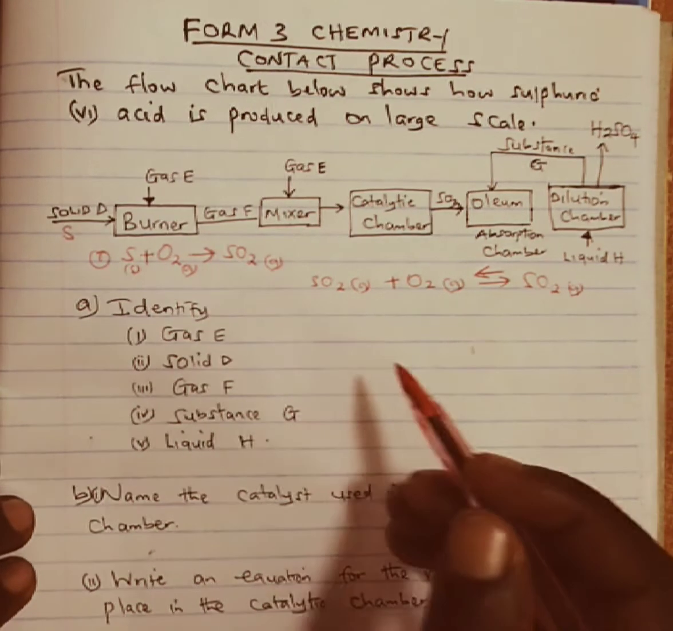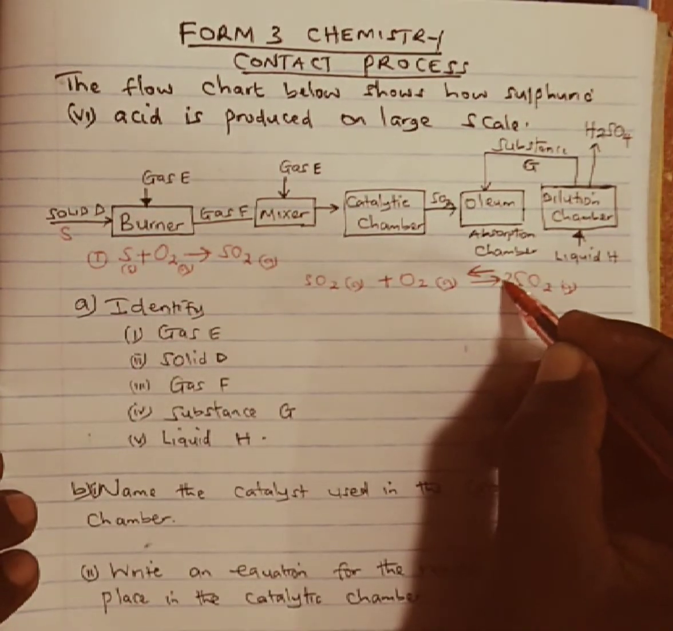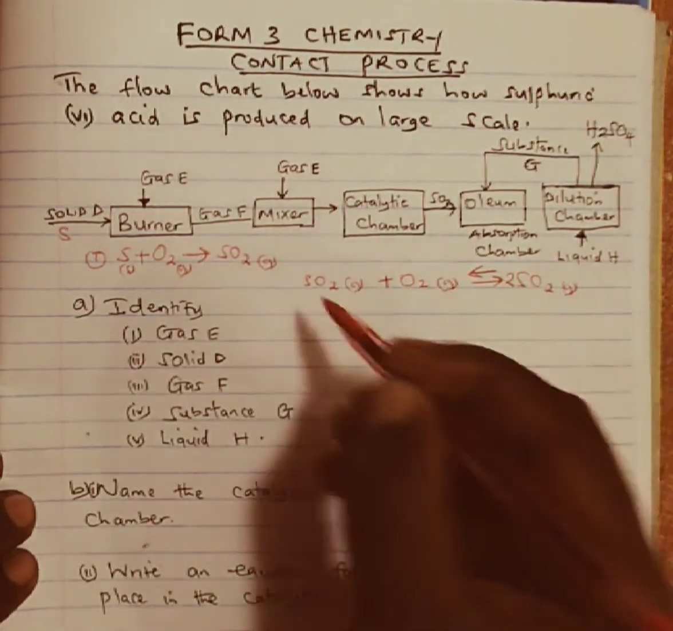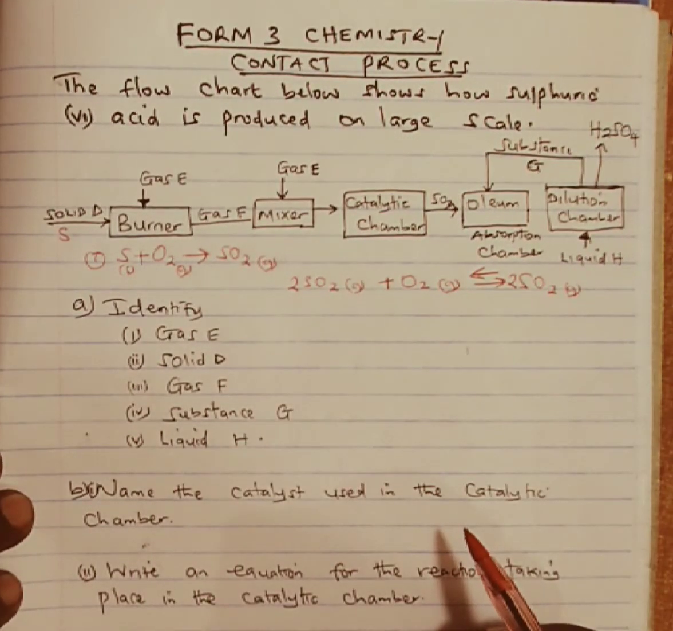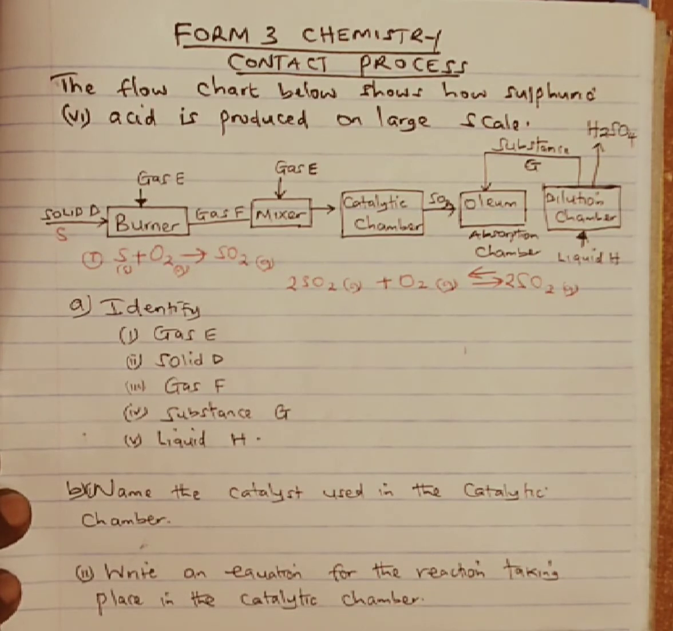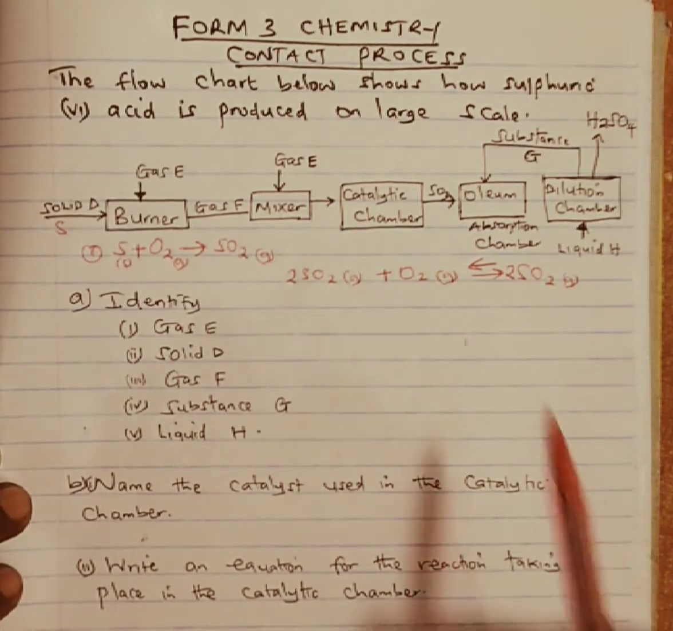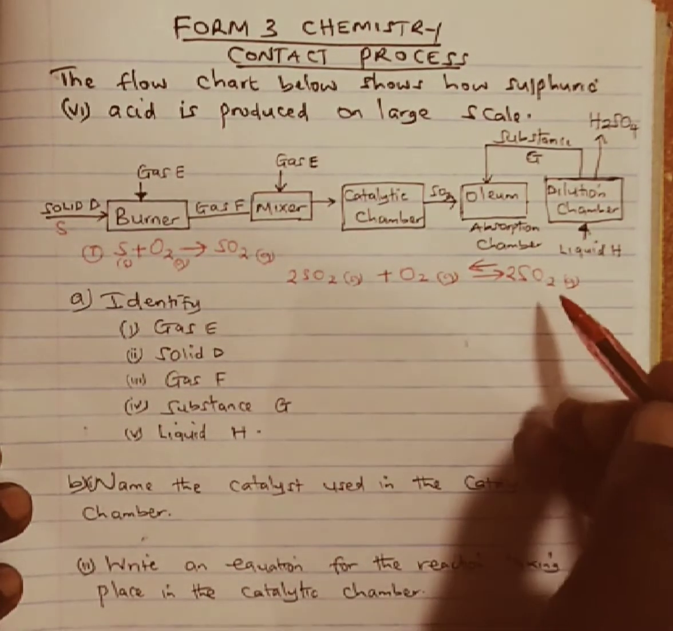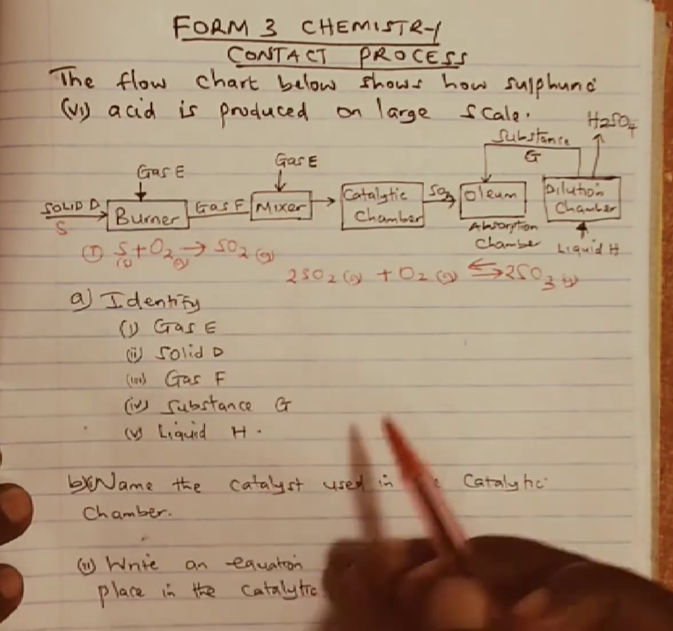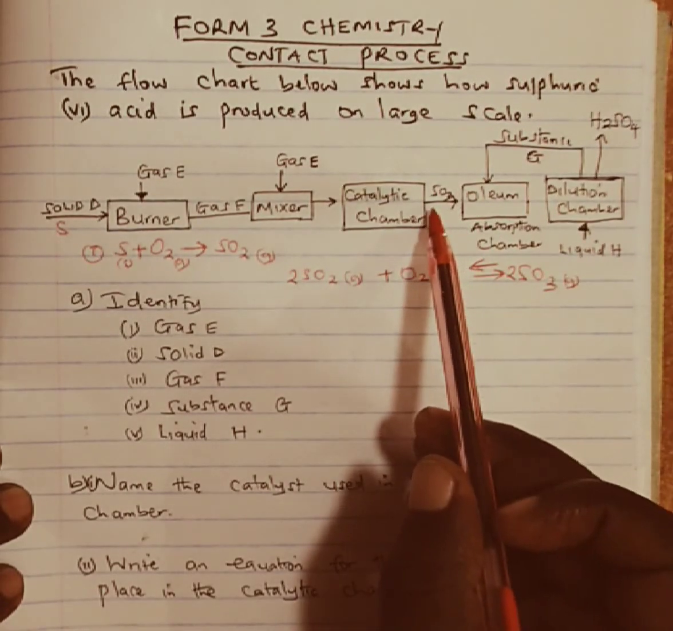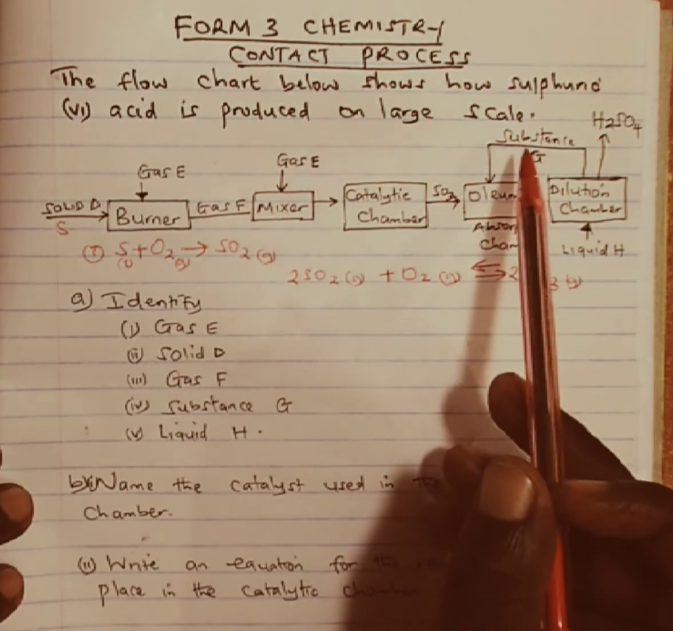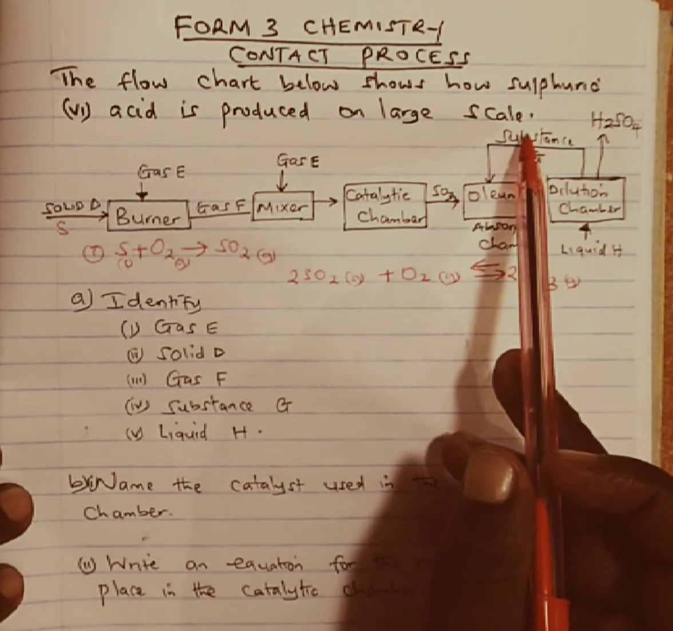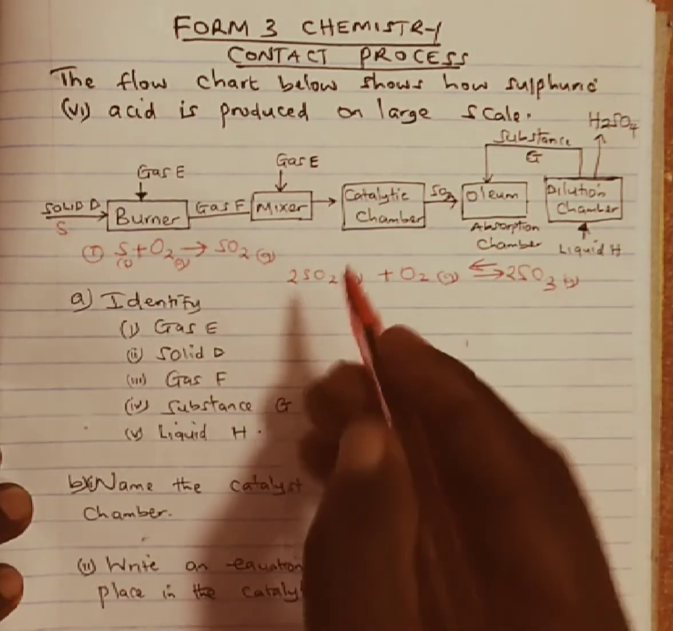We can balance the equation by writing 2 behind sulfur 6 oxide and 2 behind sulfur 4 oxide for the equation to be balanced. After obtaining our sulfur 6 oxide, we are going to dissolve our sulfur 6 oxide in concentrated sulfuric 6 acid for us to get oleum.